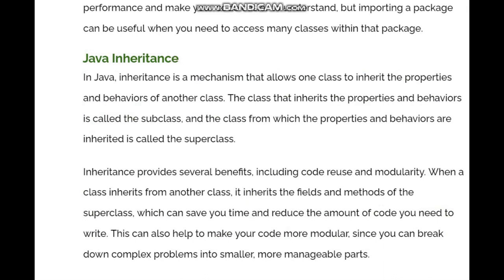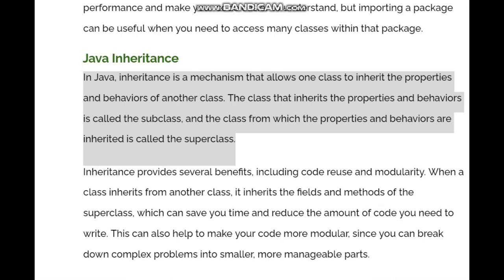Java inheritance. In Java, inheritance is a mechanism that allows one class to inherit the properties and behaviors of another class. The class that inherits the properties and behaviors is called the subclass, and the class from which the properties and behaviors are inherited is called the superclass. Inheritance provides several benefits, including code reuse and modularity.